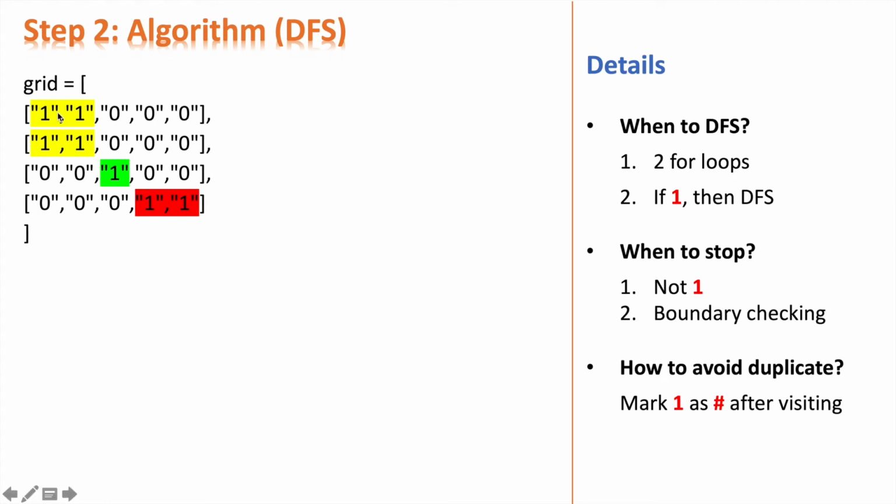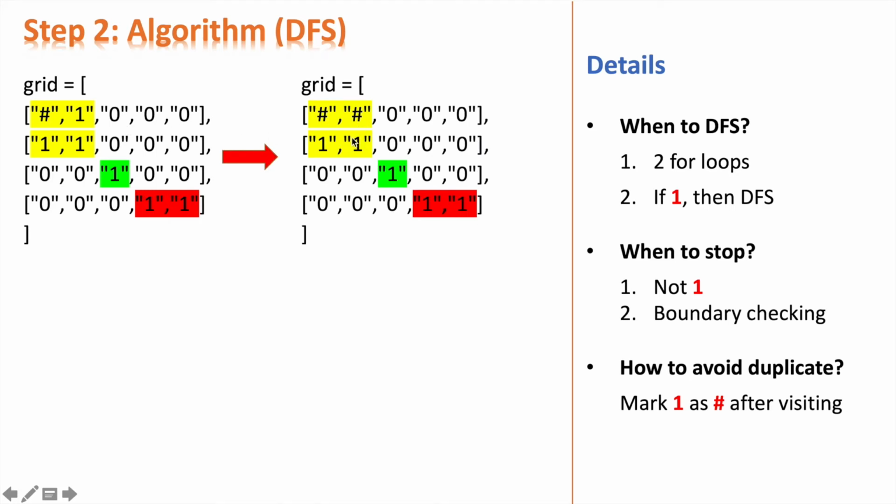Let's look at how this works. First, we visit the top left one, then we mark it as a point sign. Then we go to the right, to the second one. There is no number on the top. The left and right are not equal to 1, so we go to the bottom one. Then we mark the second one as a point sign.